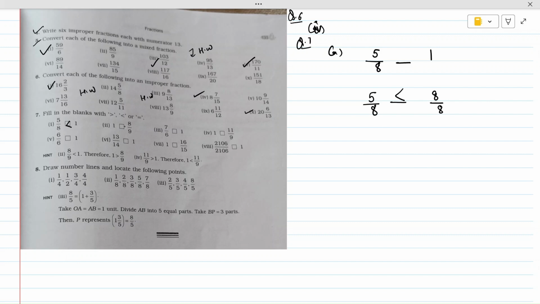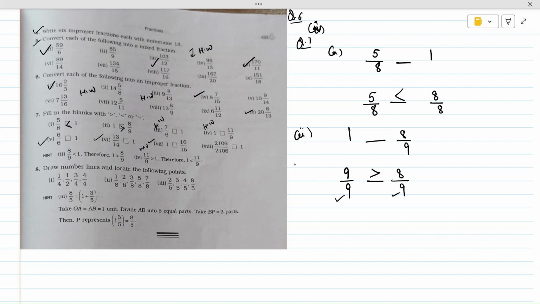Similarly, this can be represented. Question number 2, we have 1 and 8 by 9. I can represent 1 as 9 by 9 and compare it with 8 by 9. The denominator is the same. Now the number with the greater numerator is greater. So here also 1 is greater. This one is the same, so I am marking this as homework. Everywhere we have 1, kids, so we can directly do this. The rest of the parts I am marking as homework.